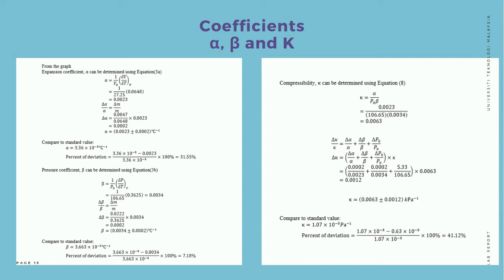For the coefficient of beta, we calculate it with the uncertainty, that is 0.0034 plus minus 0.0002. And when compared to the standard value, we get 7.18% of deviation. For k, we use equation 8 in the lab manual, and we get 0.0063 plus minus 0.0012 kPa.